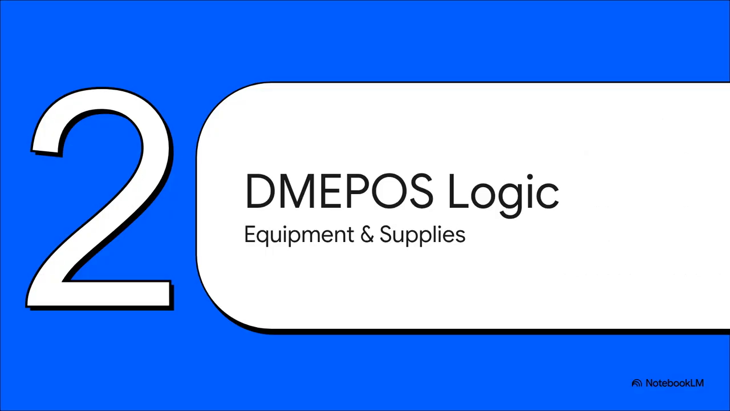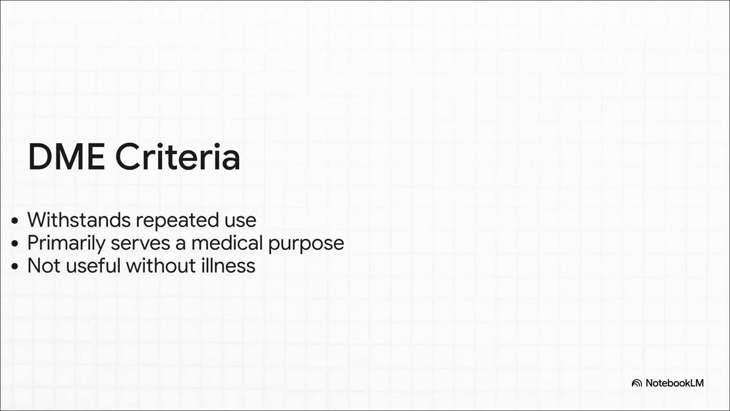Section 2, DME-POS, which covers durable medical equipment logic. So, to officially classify as DME, an item must meet 3 incredibly strict criteria. Number 1, it must withstand repeated use. Number 2, it primarily serves a medical purpose. And number 3, it's generally not useful to a person in the absence of an illness or injury.